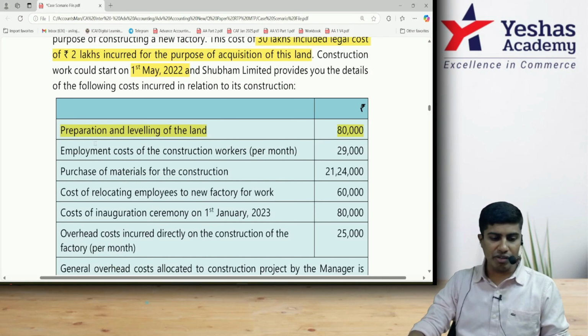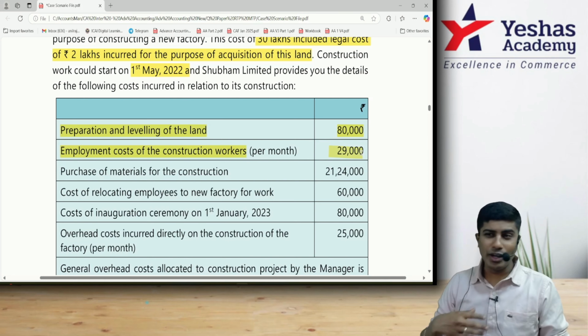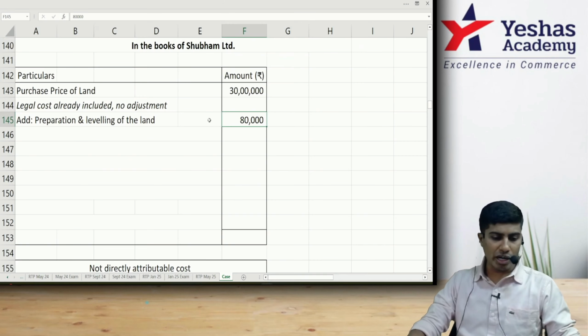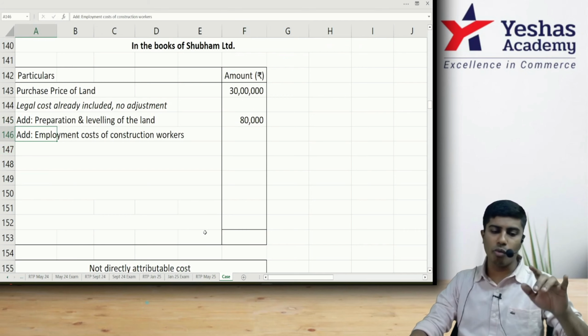Next, after this 80, we have employment cost of the construction workers, 29,000 rupees per month. I would have to include this. But for how many months? I don't know it right now. It will be for the period of construction. For 1 month it is 29. I don't know how many months to take.